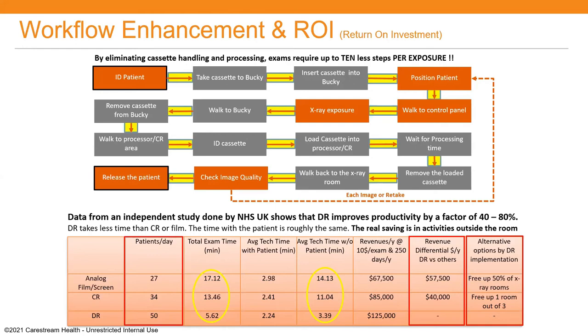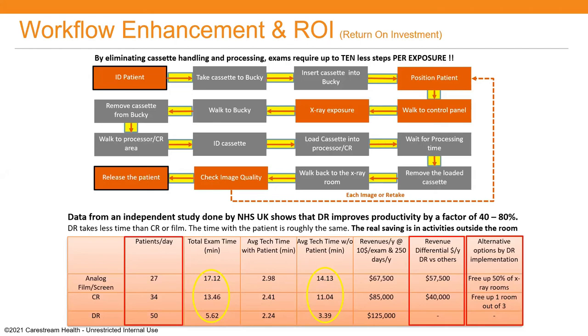So basically, what I want to focus on now is the second part of these slides, where you see the result, the outcome of a study made by NHS UK that shows the improvement hospitals had when they transitioned from analog film screen to CR or DR. As you can see on the left side, initially the average of those facilities doing analog film screen exams was roughly 27 patients per day. Then when they moved to CR, the average moved to 34.